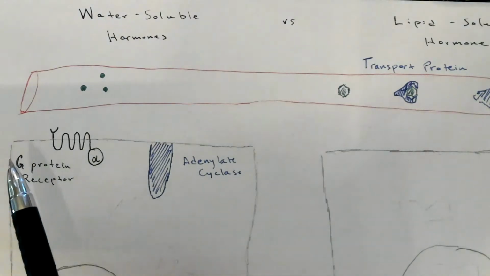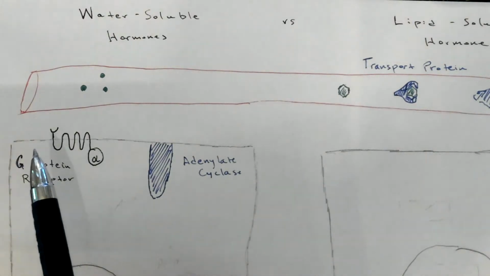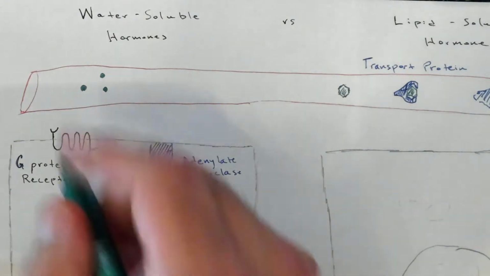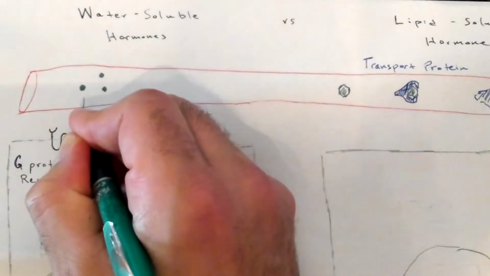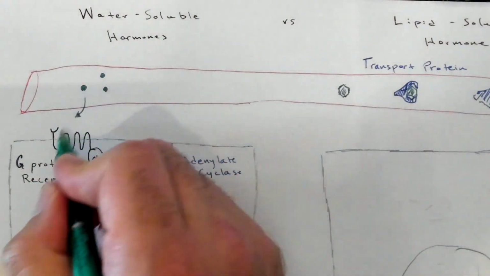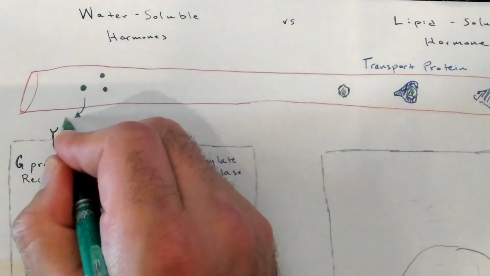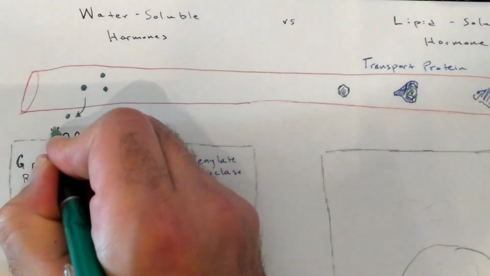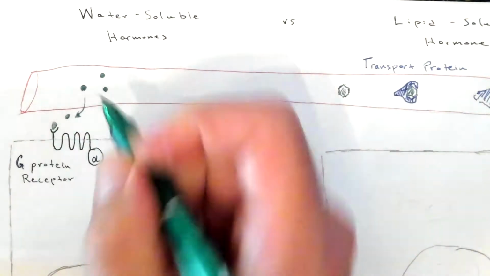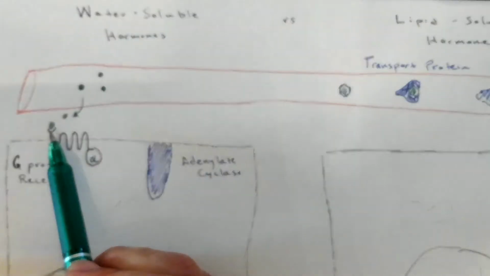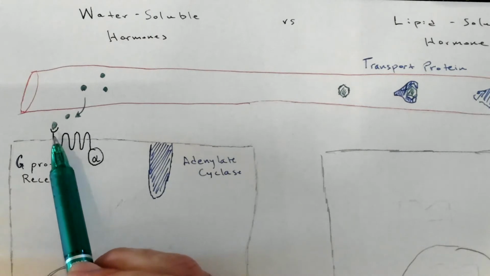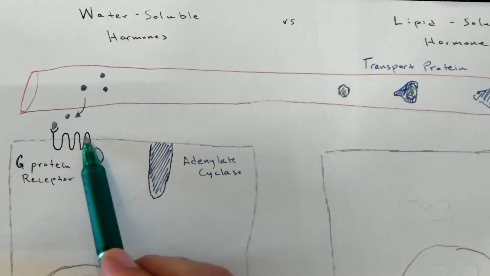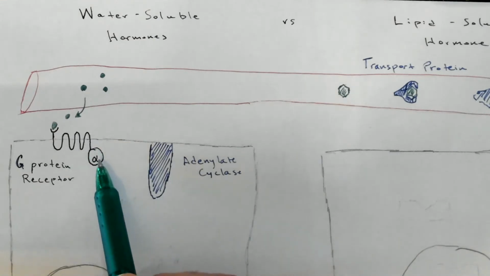Okay, so now we want to draw that hormone that will start to dissolve out of the blood and make its way towards that binding site on the receptor. So there it is, and it eventually finds the receptor itself. It binds to that receptor, and this receptor is going to then change its conformation on the inside.